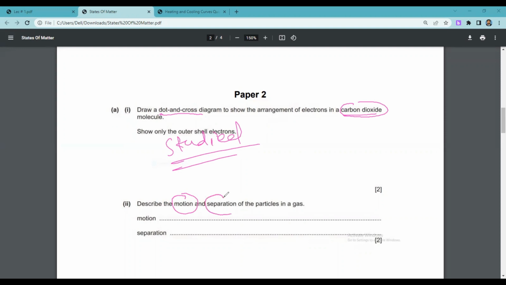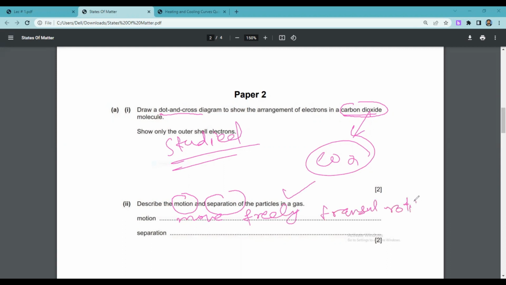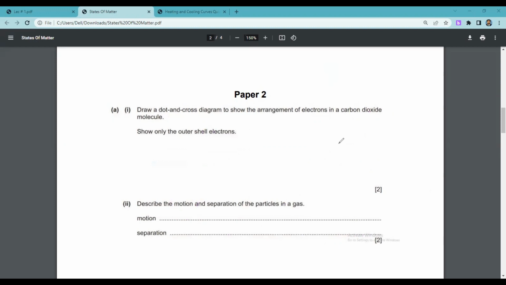Describe the motion and separation of particles in a gas. Carbon dioxide is a gas. I explained to you earlier what motion is. In the gaseous state, the particles move freely. They have translational, vibrational, and rotational motion. And for separation, the particles are widely separated. So I hope this question was very easy for you after seeing the lecture thoroughly.